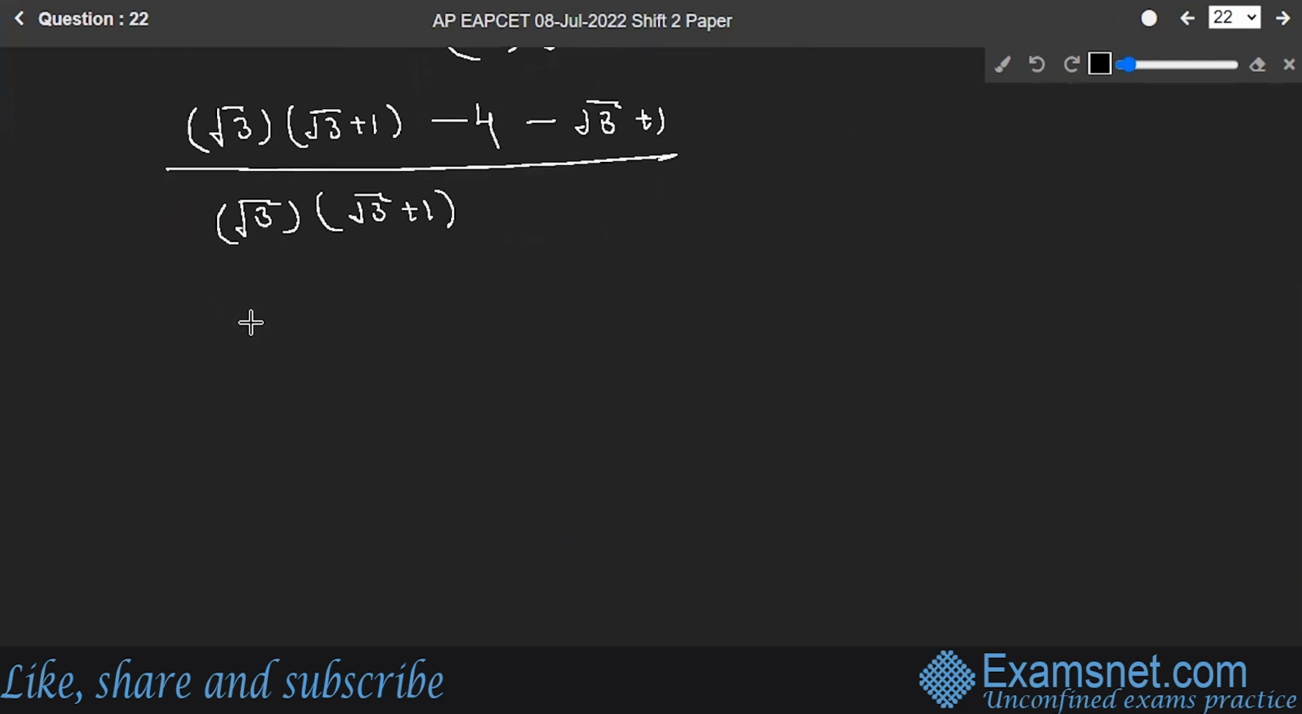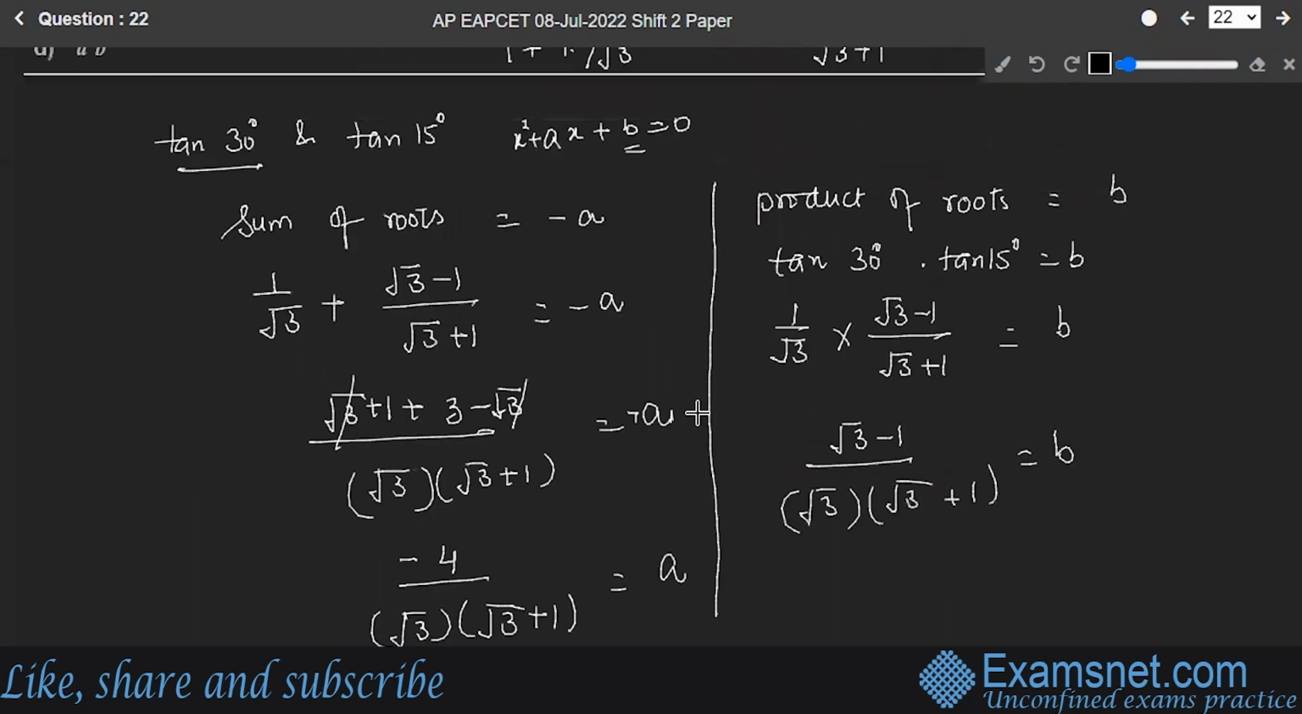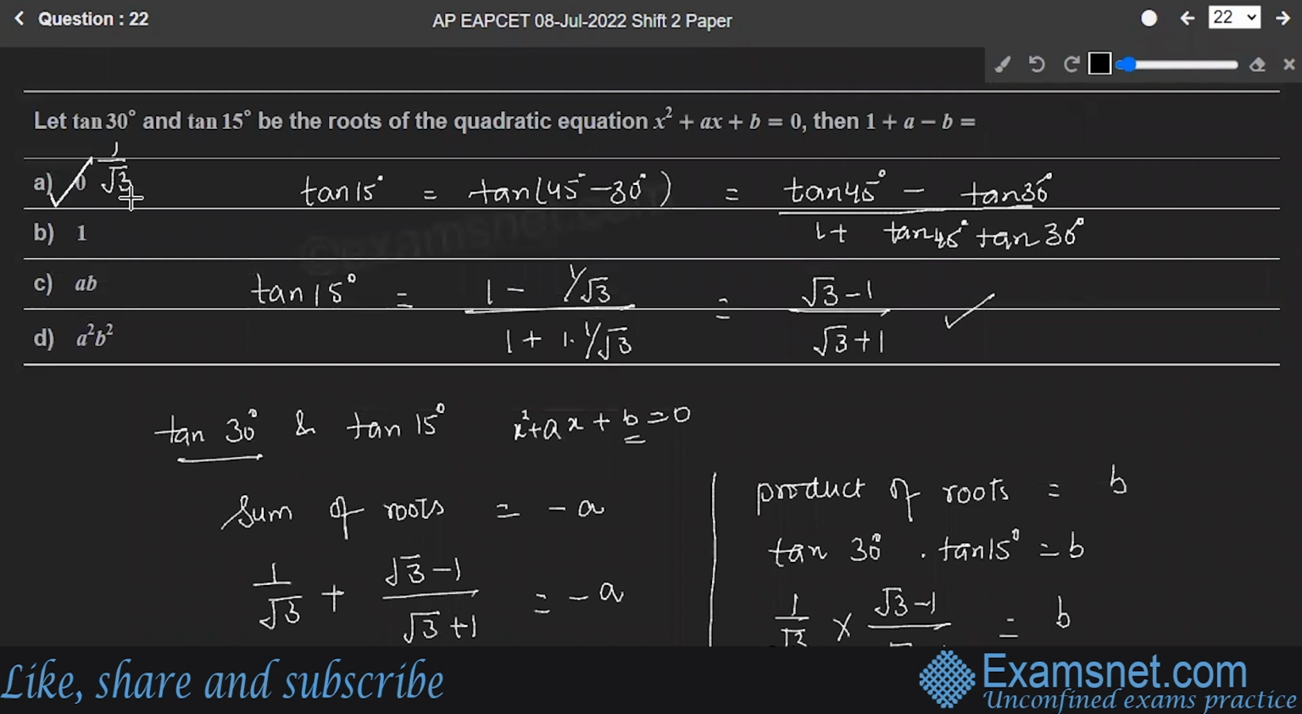So this is, let's open, you will have 3 plus root 3. What is this I have written? I can't get it myself. I think this is plus 1. Yes. So this is minus 3 minus root 3 whole divided by root 3 into root 3 plus 1. They will cancel, and you will have 0 as your answer. So that means we have over here option A as the answer to our problem.